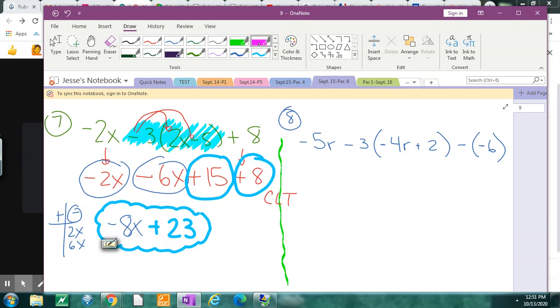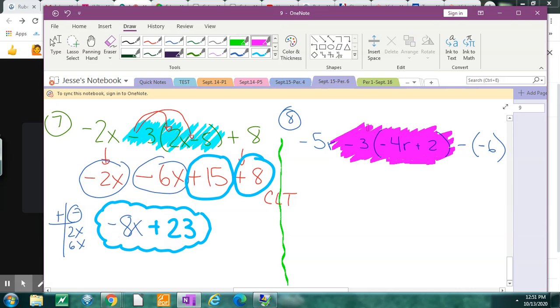Ah, I see. So, no, you're looking for multiplication. So, negative 5r, leave it alone. How about negative 3 times? You're looking for your parentheses, basically. So, right here, there's your parentheses. I caught someone not understanding. Here I am already on number 8.